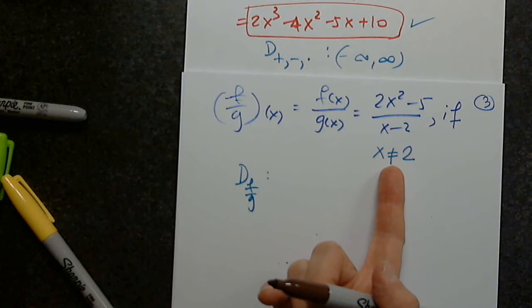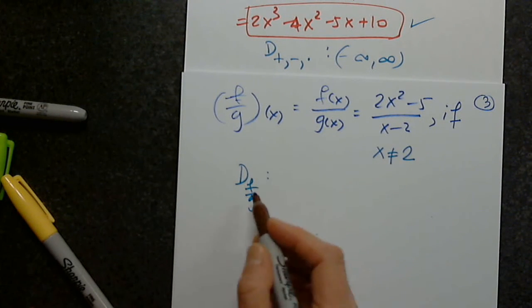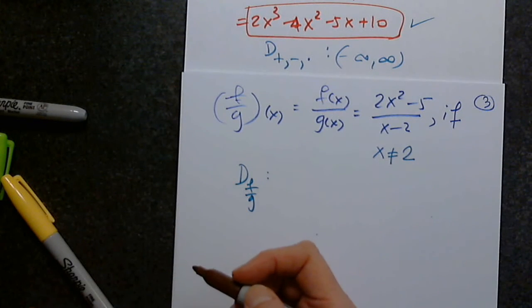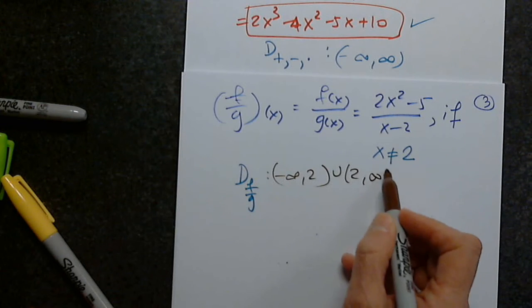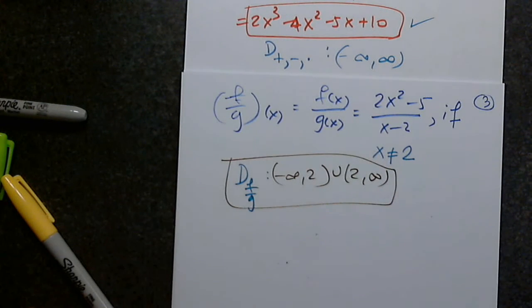X cannot be 2, right? So then how do I write the domain for the ratio? Exactly, we write anything but 2, correct? From negative infinity to 2, union 2 to infinity. Do we agree with this? Everyone? Yes, in interval notation, that's how we write it.